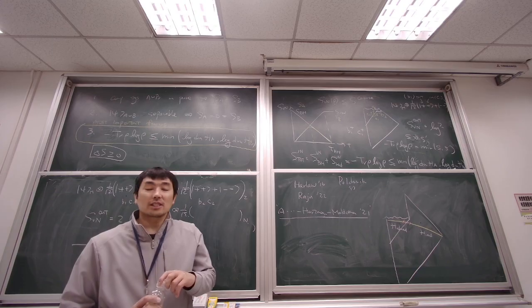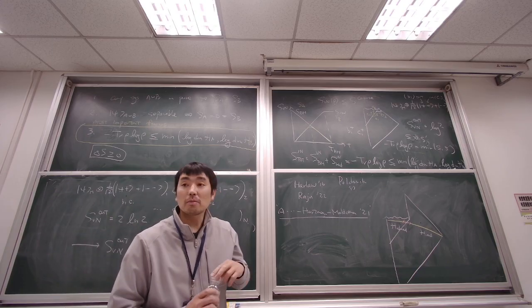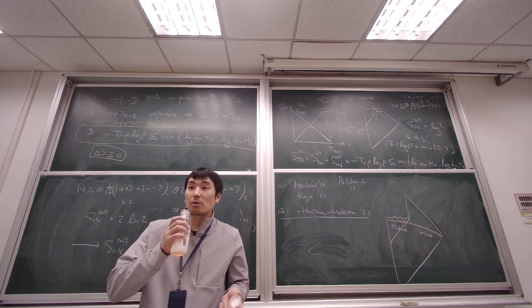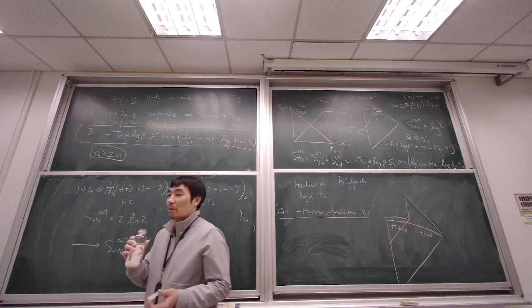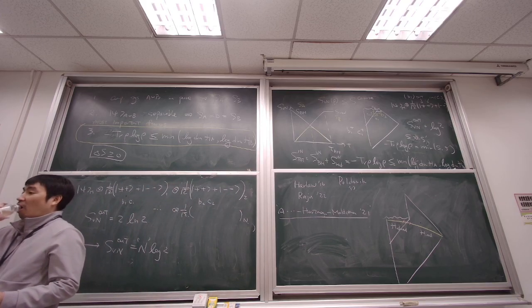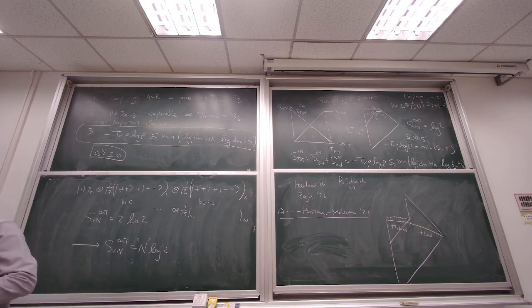Okay, so that's my explanation of the information paradox. Let's take a break, and then I will talk about black hole perturbation.